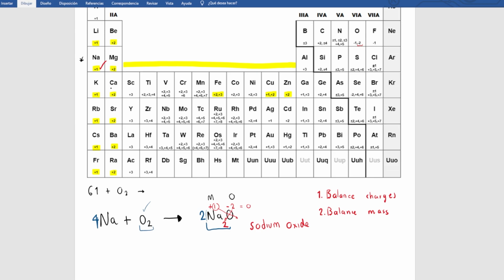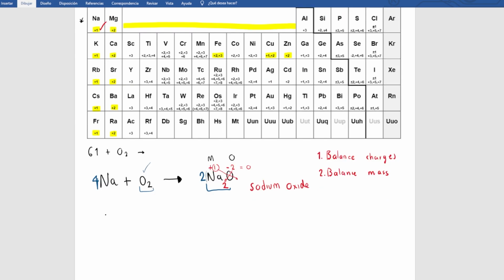Now let's move to calcium, which is a group 2 metal. In this case, calcium reacts with oxygen to produce a new compound, which has the formula CaO. But we haven't balanced the charges nor the mass. Now let's see the charges. Calcium is in group 2, hence it has a +2 charge, or oxidation number. And oxygen, normally, as a rule of thumb, when they produce oxides, they have -2 as an oxidation number.